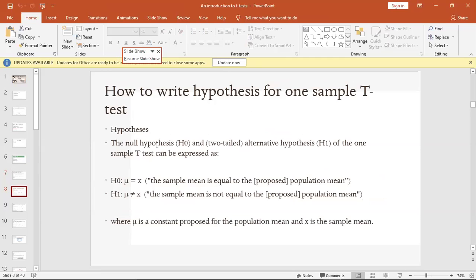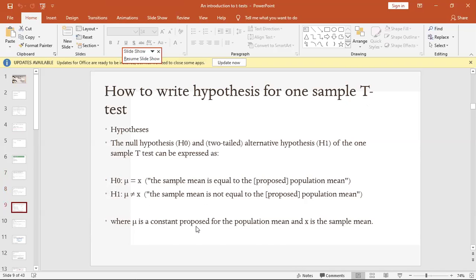So in one sample t-test, you have to write the hypothesis this way. I told you we use a statistical test to check the hypothesis, right? So here I will explain how to write the hypothesis for one sample t-test. The null hypothesis we indicate as H naught, and the alternative as H1. Here, mu is the population mean, and x-bar is the sample mean. The null hypothesis: the sample mean is equal to the population mean. The alternative is the opposite of that: the sample mean is not equal to the population mean. So you are going to test this hypothesis using one sample t-test, right?